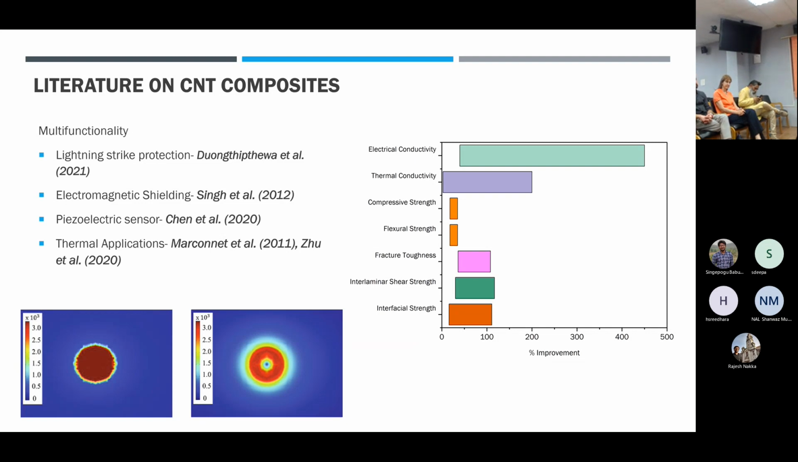Here, this is a lightning strike area, giving the temperature distribution on the lightning strike area. This is a normal CFRP, and this is a CFRP which uses the carbon nanotube reinforced carbon fiber. You can see the temperature distribution difference here, which shows that the damage due to lightning strike can be minimized by using the carbon nanotubes. Also, the electrical conductivity and thermal conductivity, all these properties have shown a huge amount of improvement, as we can see from the graph, by using interface modification done using carbon nanotubes.